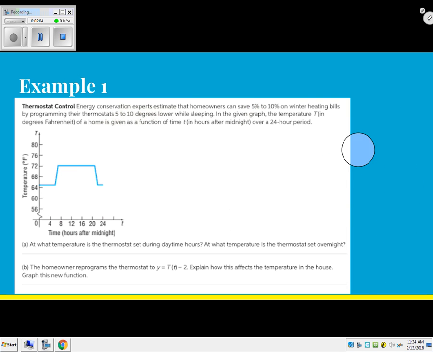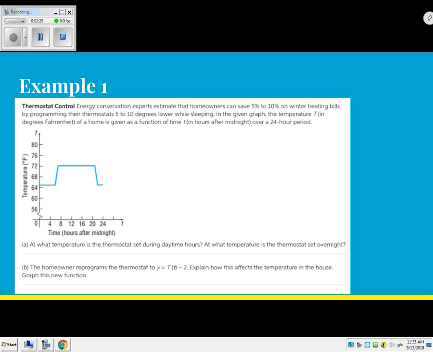I know growing up I wasn't ever able to touch the thermostat in my house, and so I still don't mess with it just a whole lot. We kind of just leave it at a normal temperature.